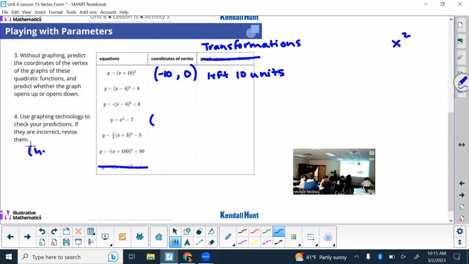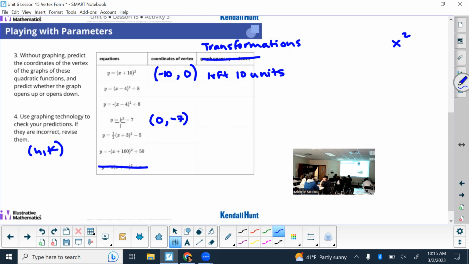Remember, vertex is H, comma K. Does it have an H? No, because there's no parentheses with the X. So that means H must be 0. What's my K? -7. And I know that's my K because it's outside of the X squared, not with the X. So yeah, that's my vertex.